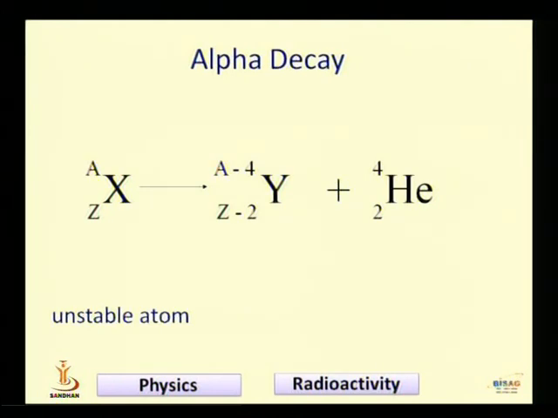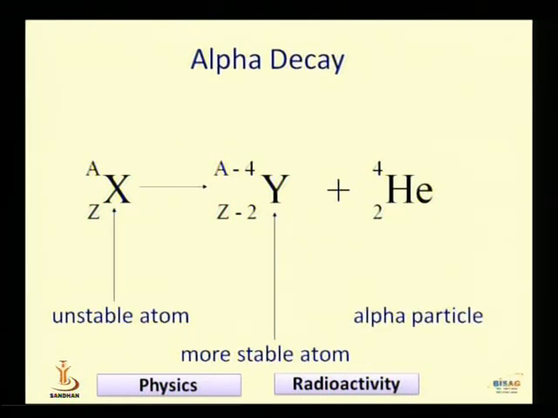Now this ZXA is the unstable atom. As we have discussed, the radioisotopes are unstable, and to get stability, they will emit radioactive particles in the form of alpha, beta or gamma decay. So to get stability, it emits the alpha ray in the form of 2He4, and it will give us the daughter nuclei Y, which has Z minus 2 atomic number and A minus 4 mass number. So here Y is the more stable atom, and the helium nucleus is called the alpha particle.